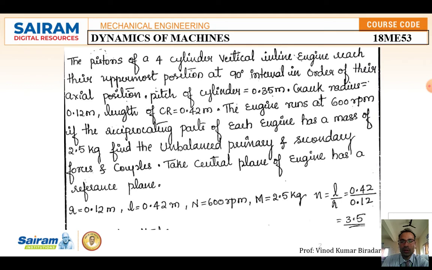So what we did now is read the question. This is about problems on reciprocating balancing. You note down the given data, that is, they may give you the connecting rod length, crank radius, speed, mass, n, l, r. You have to calculate.